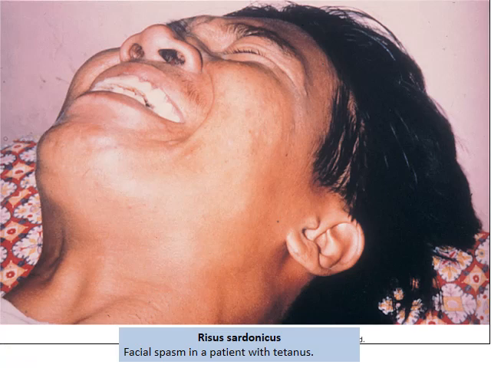In that picture, you saw a typical contraction of the facial muscles. This is a classical book picture we call risus sardonicus, like a sardonic smile. It means the patient is smiling, but the patient is near death. And you can see a facial spasm in a patient with tetanus.